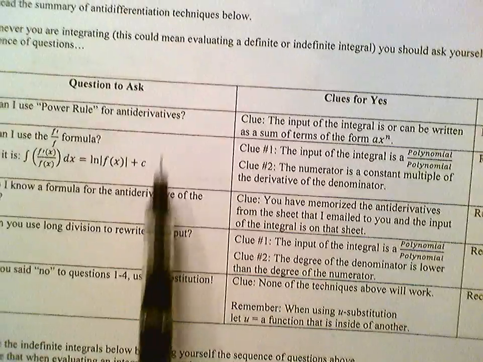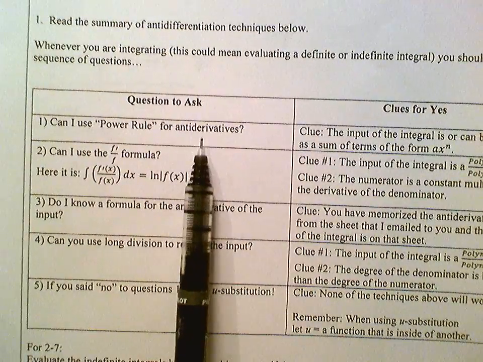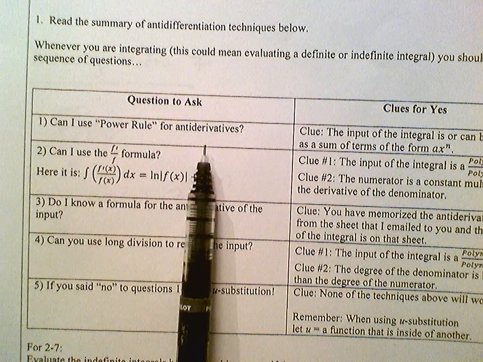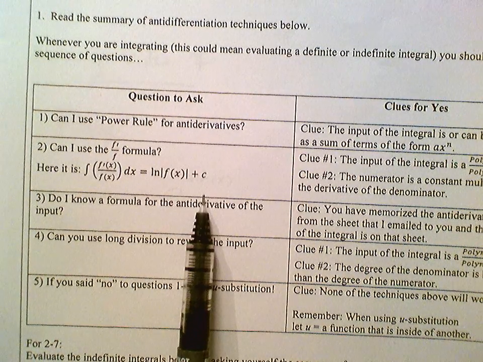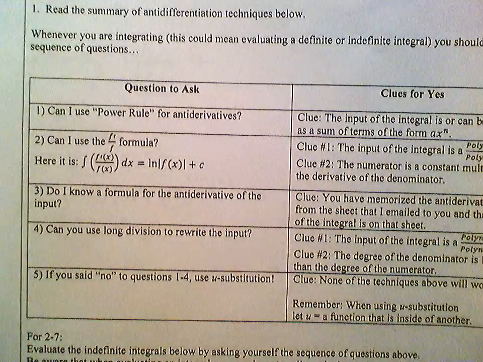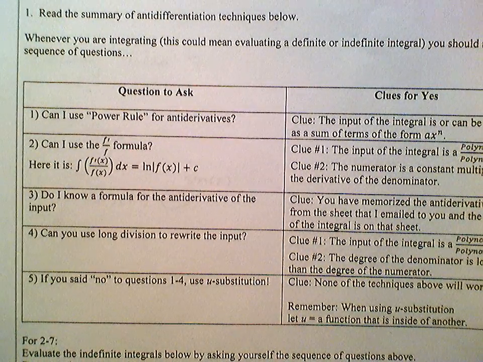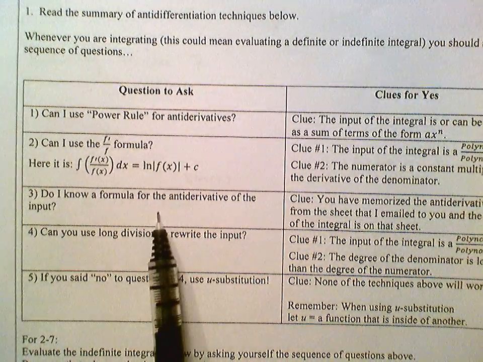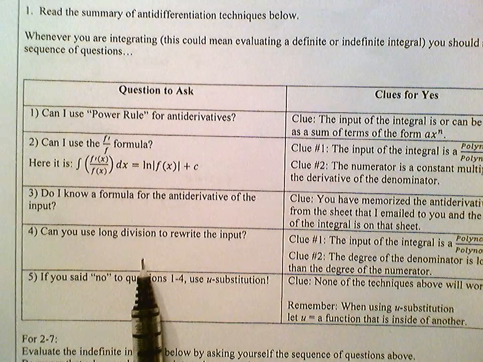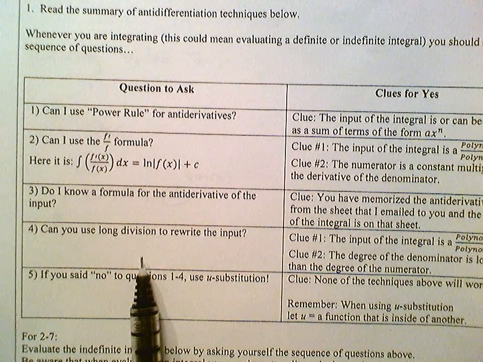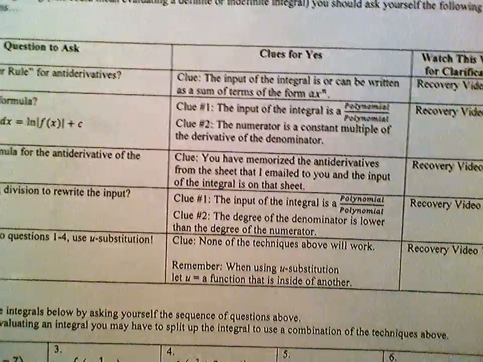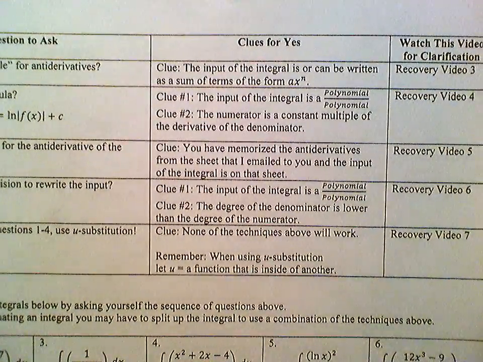So you asked yourself, can I use power rule? And you answered no. You asked yourself, can I use the f prime over f formula? And you said no. You asked yourself, do I know a formula for the antiderivative of the input? And the answer was no. And then finally you said, can I use long division to rewrite the input? The answer is again no. So you are now at your last resort and you're trying U substitution.